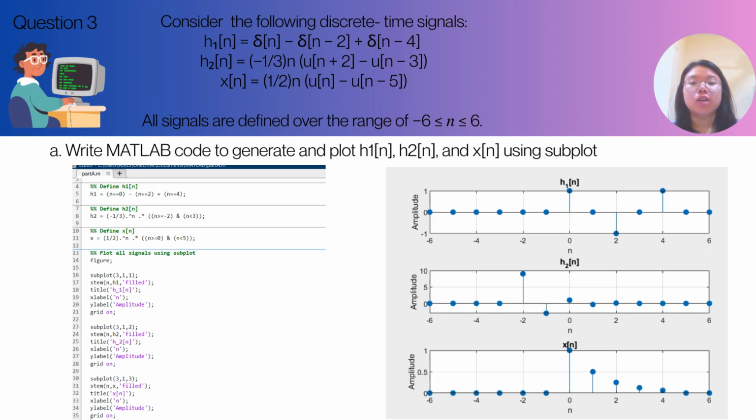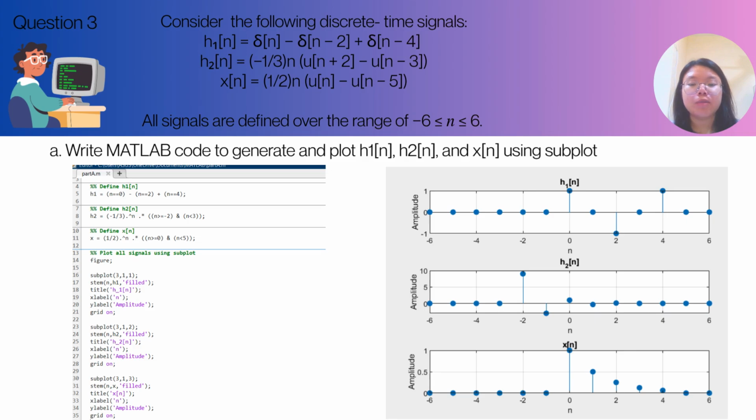Today I would like to present question 3 and question 4. Question 3. Consider the following discrete time signals: h1[n] equals delta[n] minus 2 delta[n minus 2] plus delta[n minus 4]; h2[n] equals negative 1 over 3 to the power n times u[n plus 2] minus u[n minus 3]; x[n] equals 1 over 2 to the power n times u[n] minus u[n minus 5]. All signals are defined over the range of negative 6 smaller than n smaller than 6.